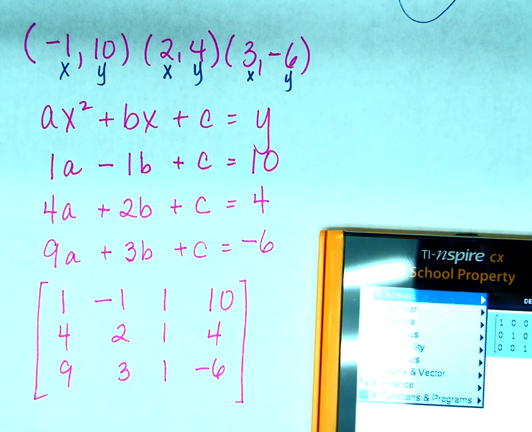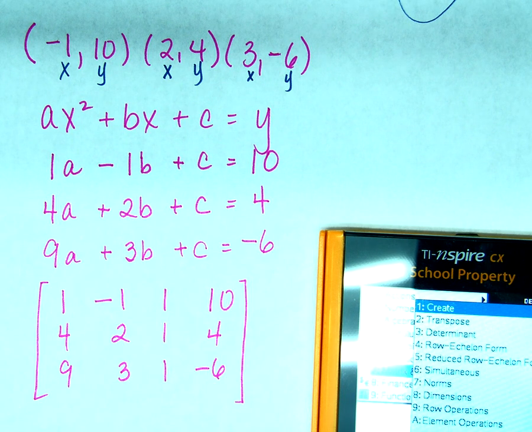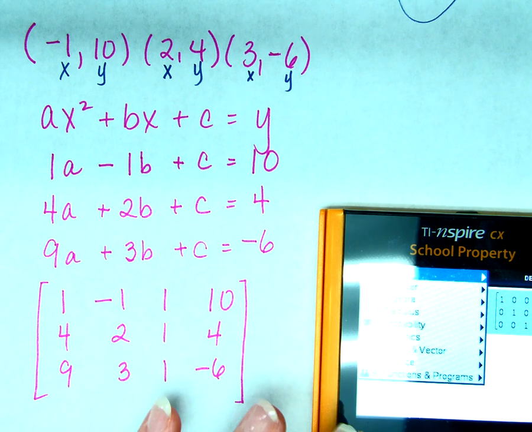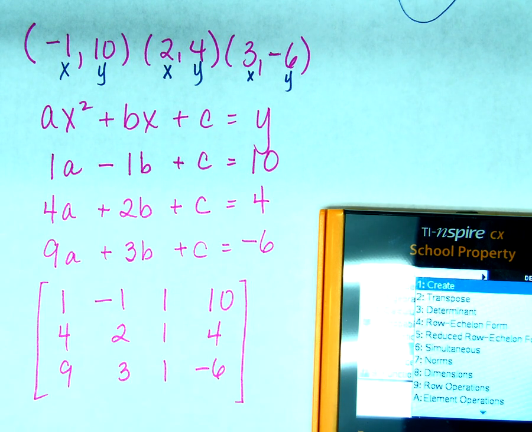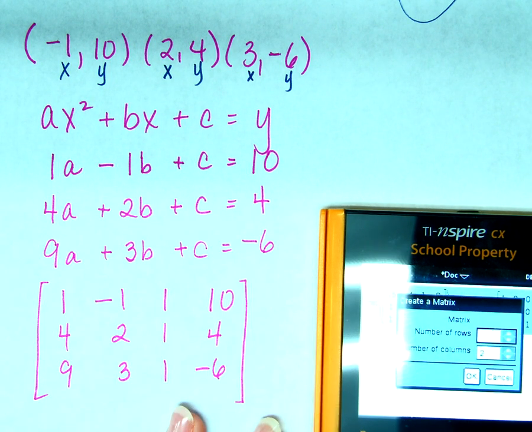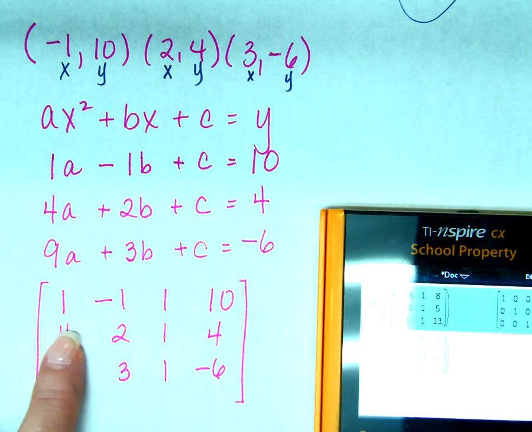Menu, 7, reduced row echelon form, 5, menu, matrix, which is 7. Then what are we doing? We are creating a matrix. What size is this matrix? 3 by 4. And then put in your numbers. 1, -1, 10, 4, 2, 1, 4, 9, 3, 1, -6.